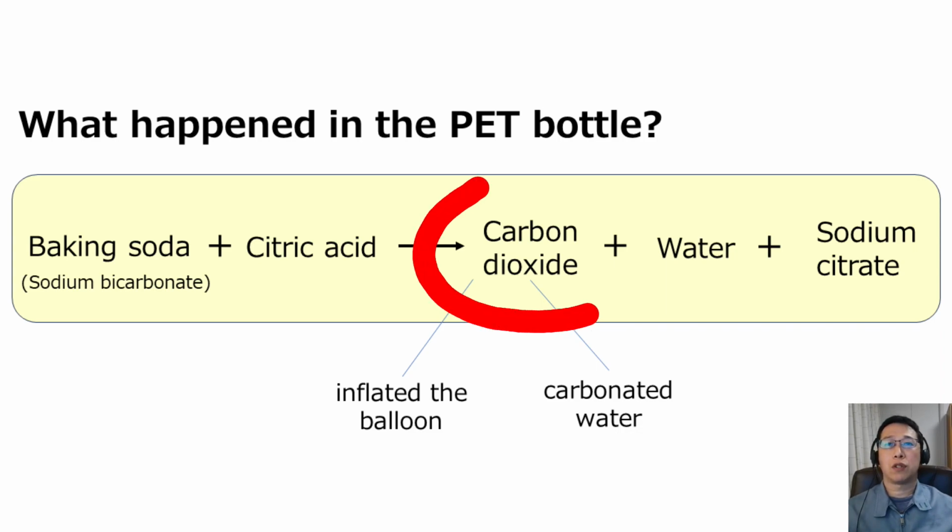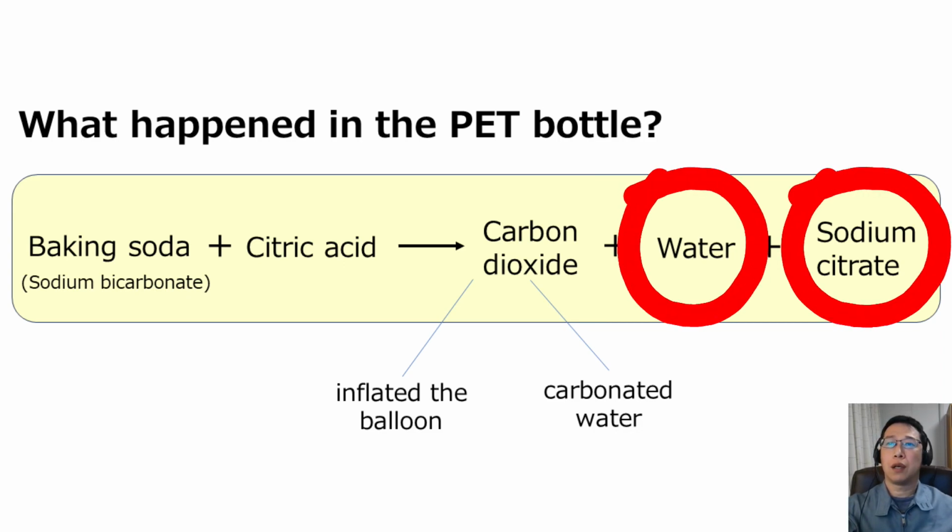Carbon dioxide that was formed inflated the orange balloon. Some of the carbon dioxide remained in water to give carbonated water. And water and sodium citrate remained in water and they were colorless, so you didn't notice them.